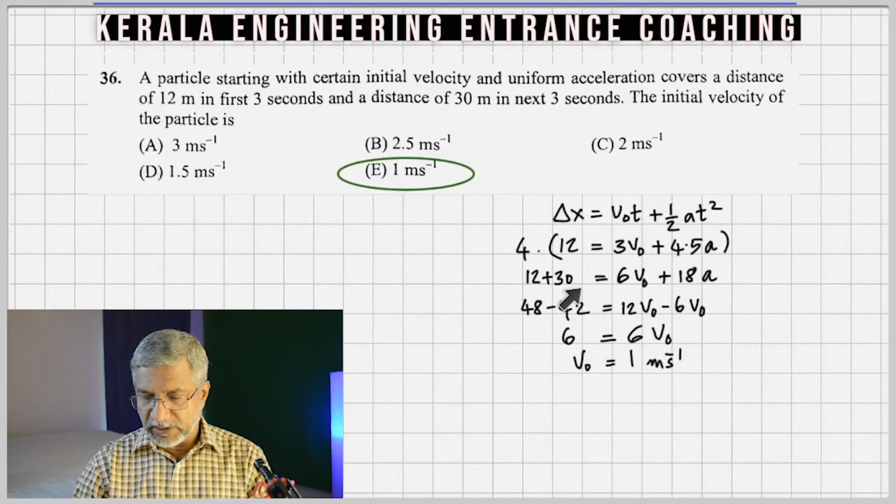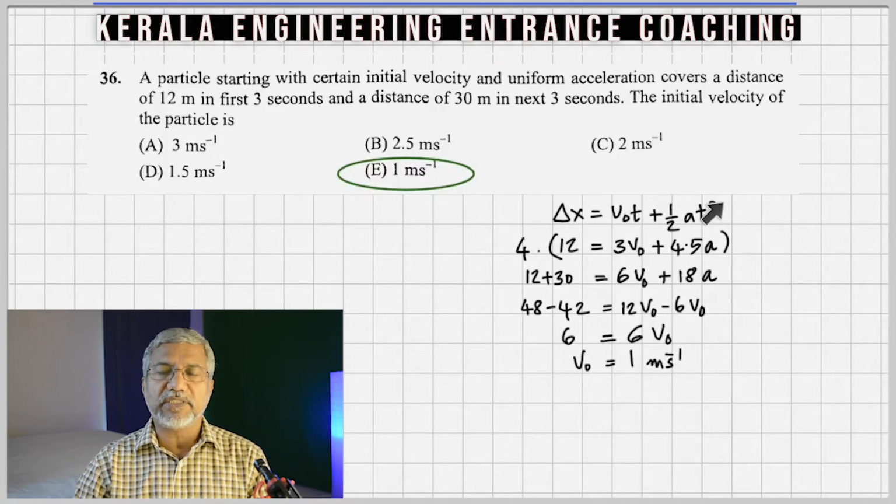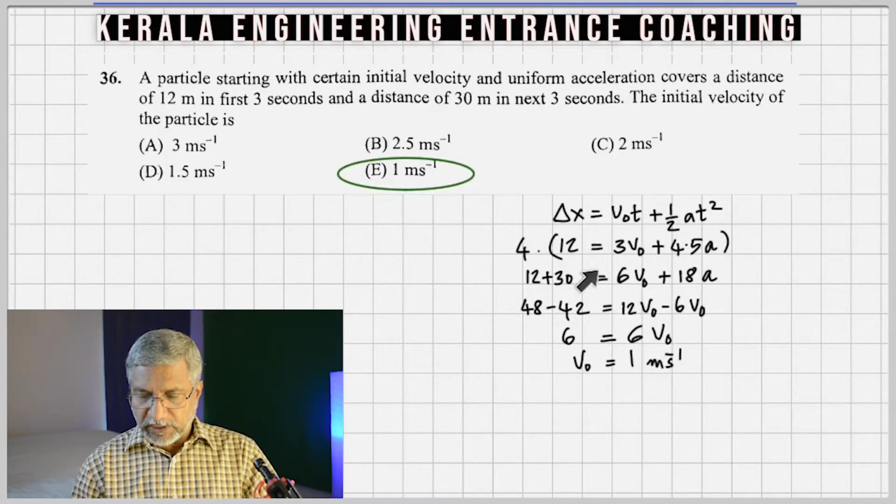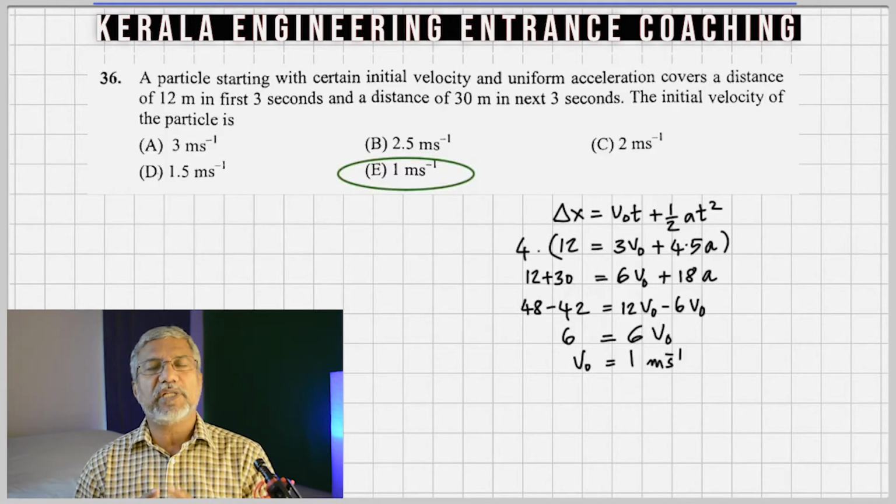12 plus 30. You see the 6 is the time. Plus, now how did I get 18? 6 squared is 36. 36 divided by 2 is 18. So I got my second equation. So the first one and the second one. And in order to solve it, you know what I did?